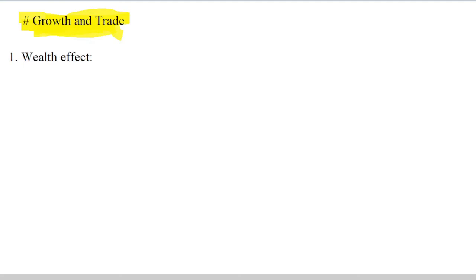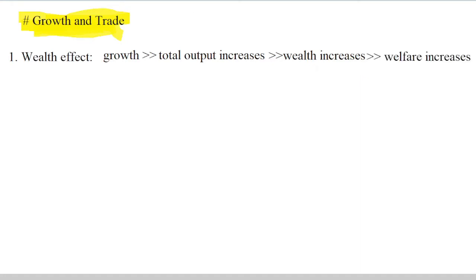And the process of that is as follows. As the growth takes place, the total output will increase. Due to the increase in the total output, your wealth will increase, and due to the increase in the wealth, your welfare will increase. So the wealth effect has a positive effect on the welfare of growth.